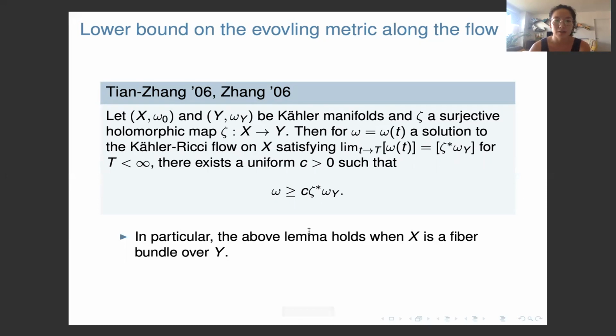In particular, this inequality holds when x is a fiber bundle over y. This will become more useful to us in part 2 of this talk, where I'll go into showing the actual bounds when the flow collapses Fano fibers.